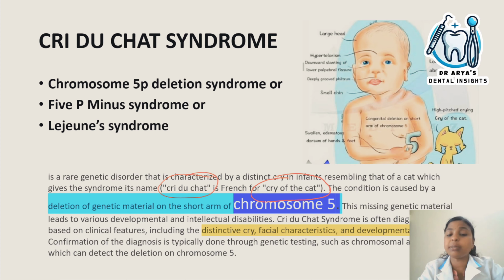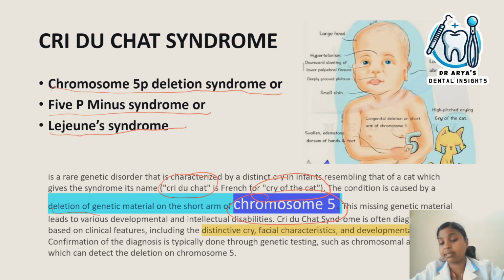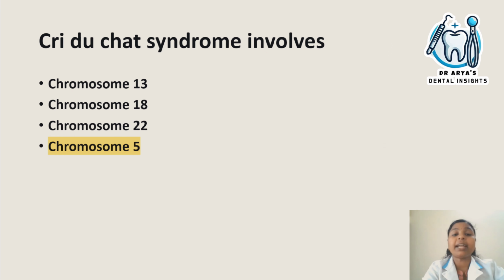And this condition is caused by deletion of genetic material on the short arm of chromosome number 5. So it is otherwise known as chromosome 5p deletion syndrome, 5p minus syndrome, or Lejeune syndrome. And this missing genetic material leads to various developmental and intellectual disabilities. It is often diagnosed based on clinical features, including the distinctive cry, facial characteristics, and developmental disturbances. Confirmation is done through genetic testing. So Cri-du-Chat syndrome involves chromosome number 5.